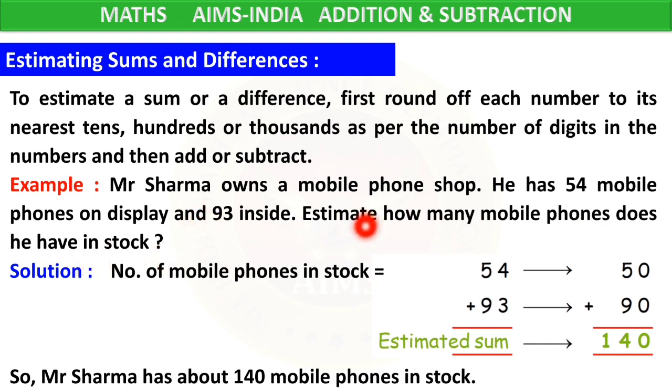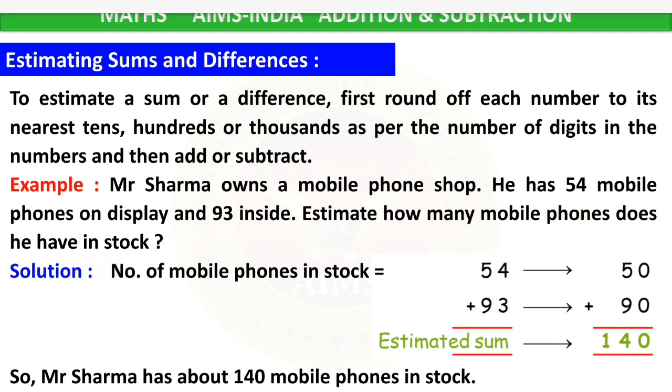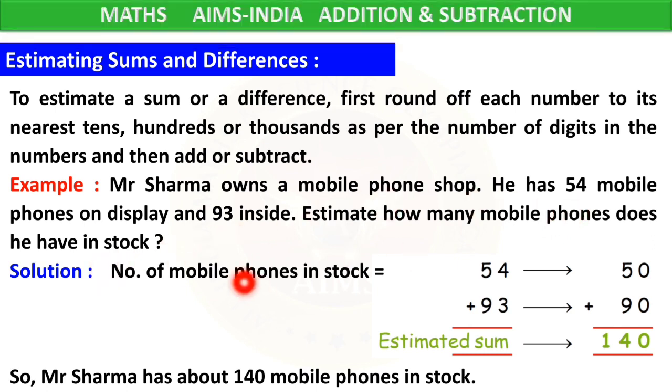Mr. Sharma has a mobile shop, it seems, okay? And he has 54 phones on display. You know what is on display? When we enter a shop, we see so many phones around us, right? So that is called on display. For us to see, there are 54 mobiles in his shop and 93 he has kept inside, okay?